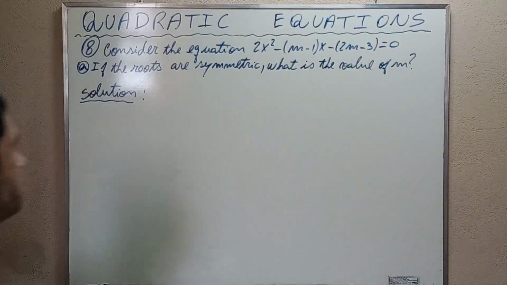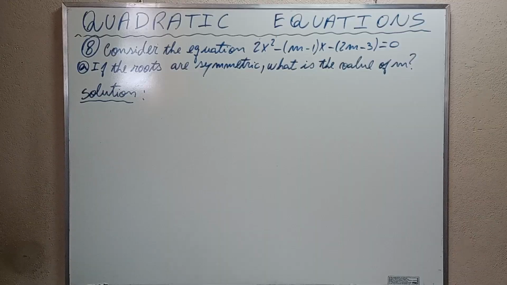Exercise number 8 now. Consider the equation 2x squared minus (m minus 1) times x minus 2m minus 3 equal to 0. Letter A, if the roots are symmetric, what is the value of m? Okay, my friends, this is the exercise. Let's go to the solution.